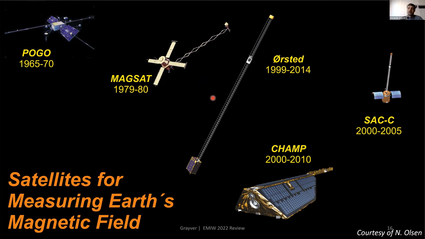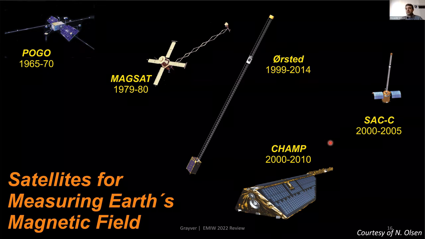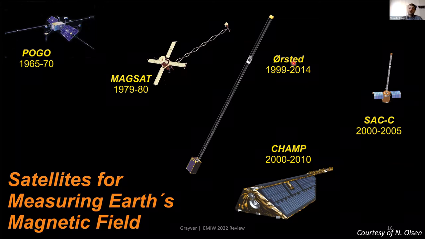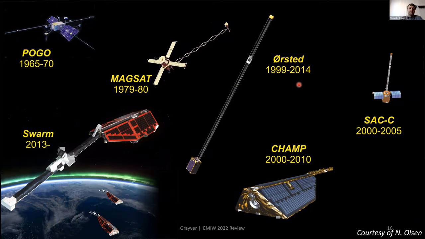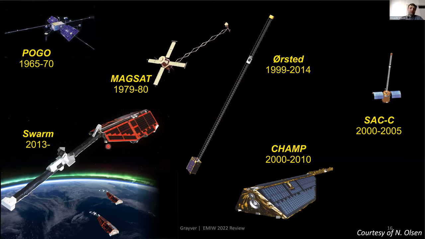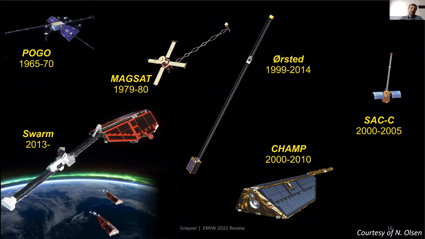And then we have the modern era of magnetic satellite measurements that is mostly spanned by missions such as CHAMP in the first decade of the 21st century, then the other two missions such as Oersted and SAC-C. And finally, for about 10 years now, we have the excellent dedicated magnetic mission Swarm, which consists of three satellites, in fact, and it was launched in November 2013, and it's still in operation.